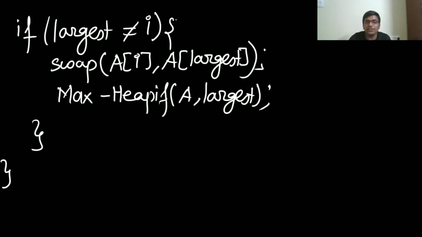Now if largest is going to index i, no need to do anything, which means the tree is a max heap. Am I clear to all of you?